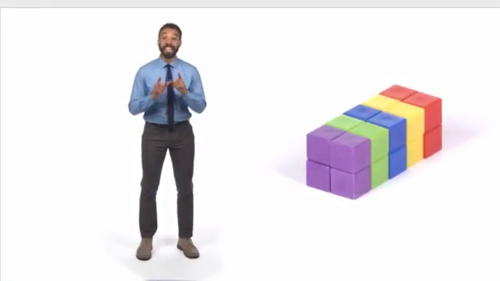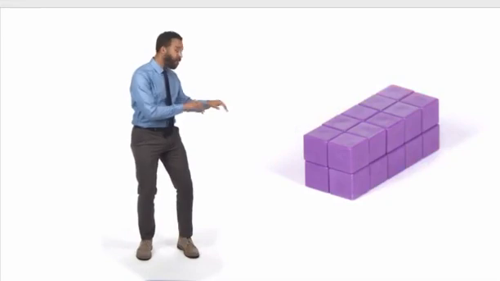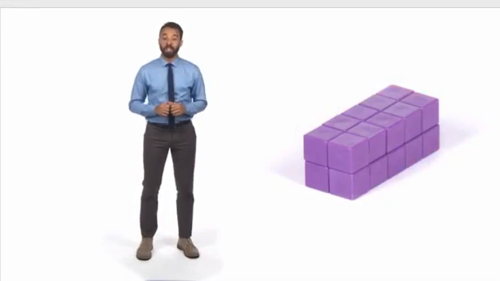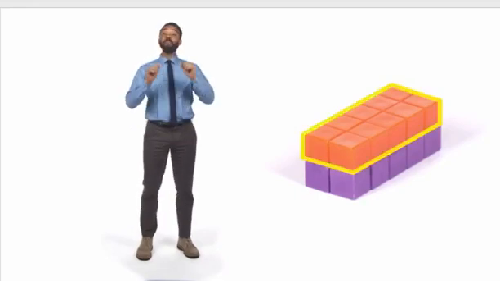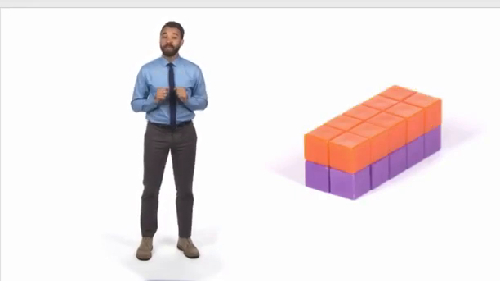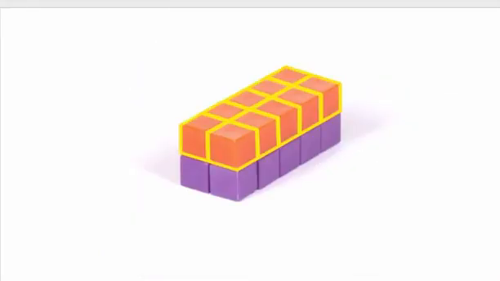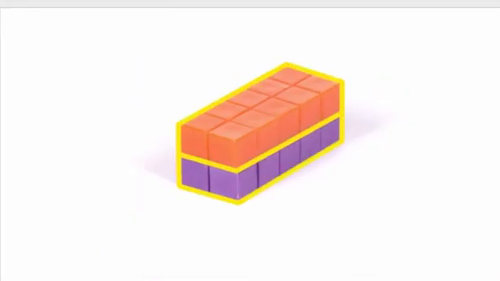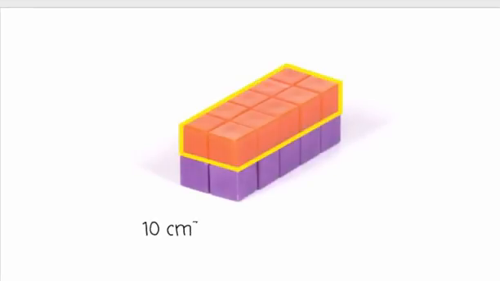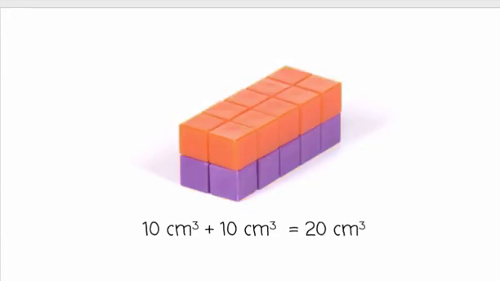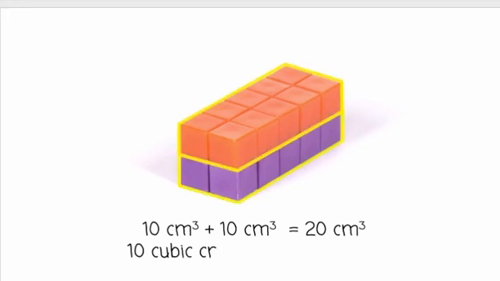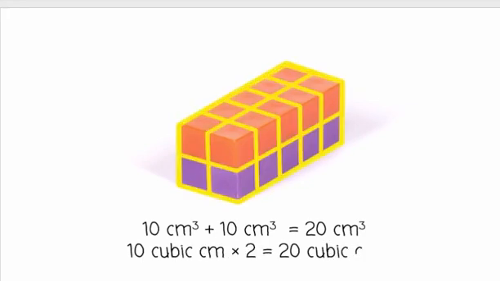Let's look at these layers in a different way. This time, we'll change the colors to show 2 horizontal layers. Let's make this top layer orange. How many cubes are in each layer now? There are 10 cubes in each layer and 2 layers. What's the volume? 10 cubic centimeters plus 10 cubic centimeters equals 20 cubic centimeters. And 10 cubic centimeters times 2 equals 20 cubic centimeters.